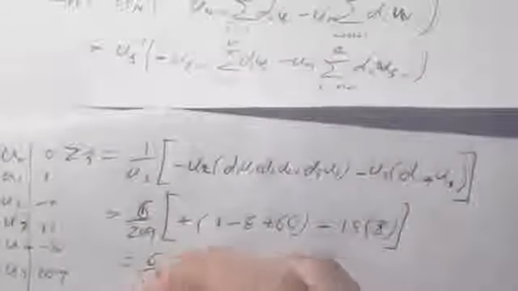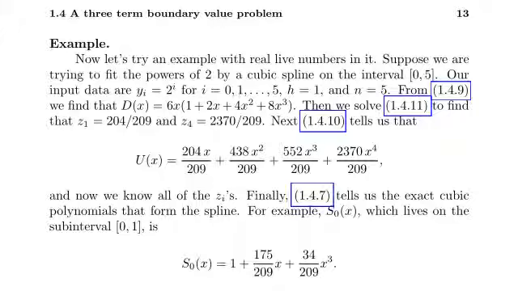What's this going to be equal to? So 6 over 209 times 4 times 1 minus 8 plus 60 minus 15 times 8. I get 92 here. So what's 6 times 92? 552 over 209. Is that what they have for Z3? Yes, it is. Brilliant. Fantastic. And last but not least, let's check it works for Z4. Do I have any paper? Yeah, a bit here.